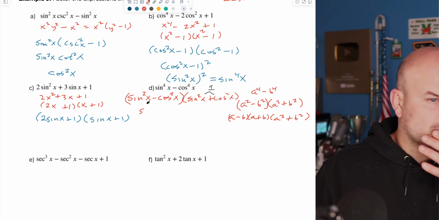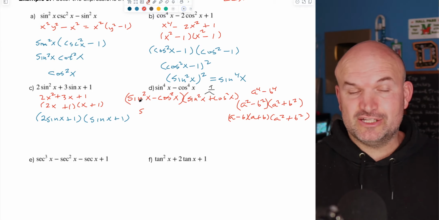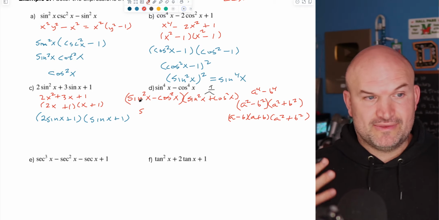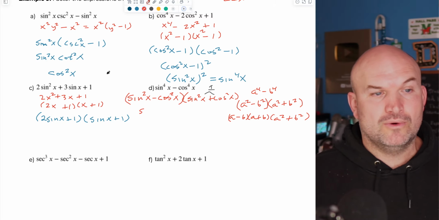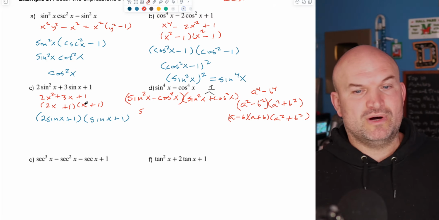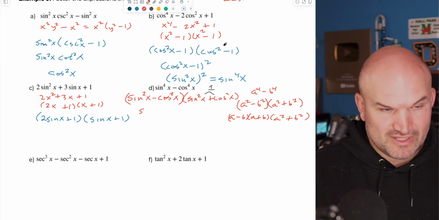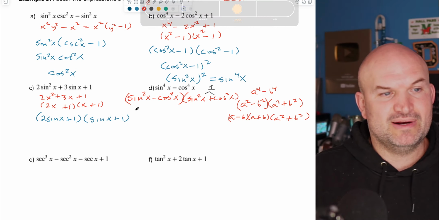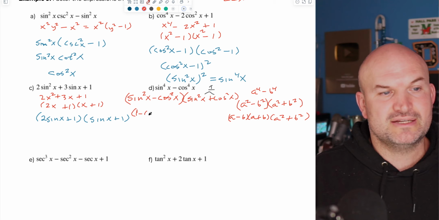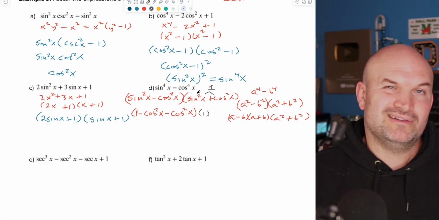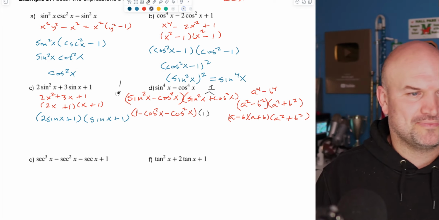Now, if I want to simplify these, I do see the Pythagorean identity. So I know sine squared plus cosine squared is equal to 1. You can write it in terms of sines, or you can rewrite it in terms of cosines. So let's rewrite the sine. I can rewrite sine squared in terms of cosines as 1 minus a cosine squared of x, and that's still minus a cosine squared of x. And then remember that's times 1, right?